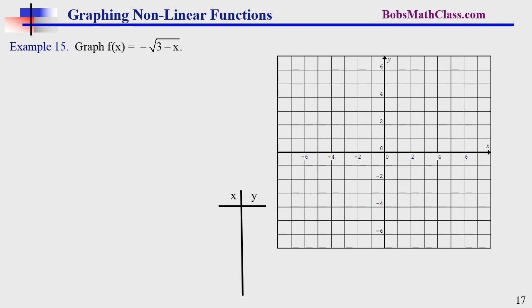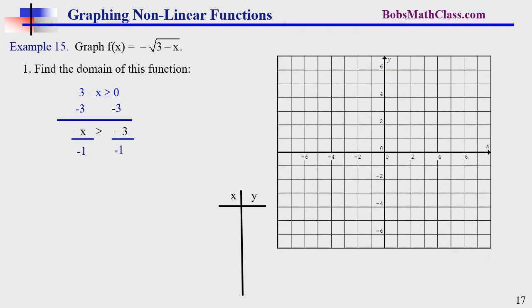All right, let's start with our domain. So how do we find the domain? We set the inside greater than or equal to 0. All right, pause it, work that out. Okay, subtract 3 on both sides. Now we have a negative in front of the x. We've got to get rid of that negative, so divide both sides by negative 1. Don't forget that when you divide by a negative, what do you need to do to the inequality sign? Right, you've got to flip it. So x is less than or equal to 3.